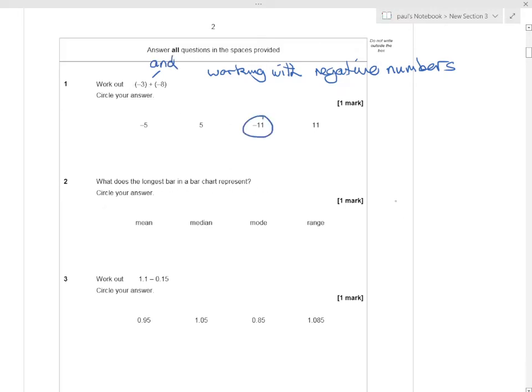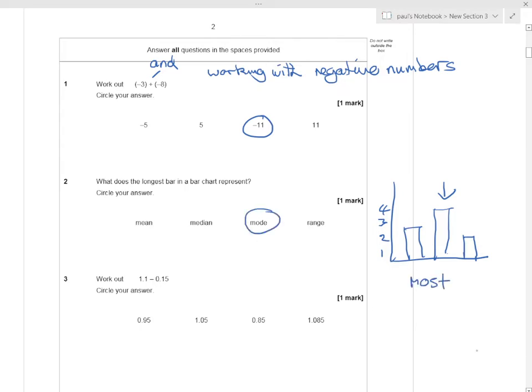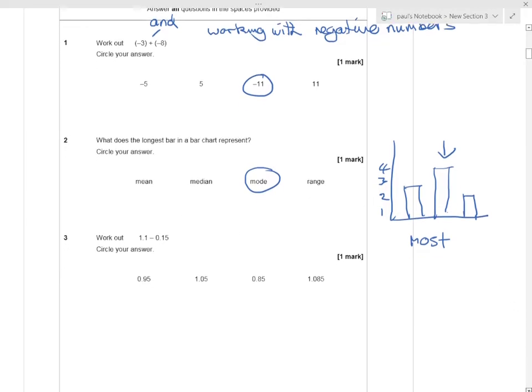The longest bar in a chart, well, here's a chart, right? We've got this, this, and this, and the longest bar is that one. And if we go 1, 2, 3, 4, it's the one where things happen the most. And where things happen the most will be the mode. So mean, median, mode, and range is the topic to do for that one.